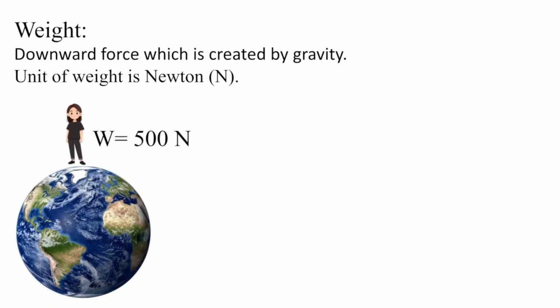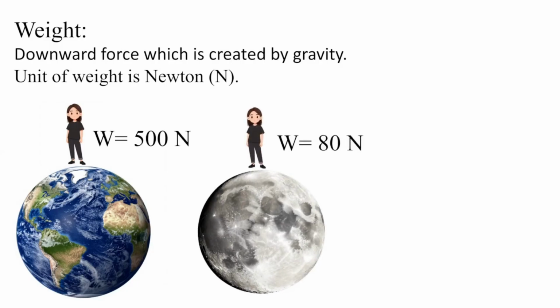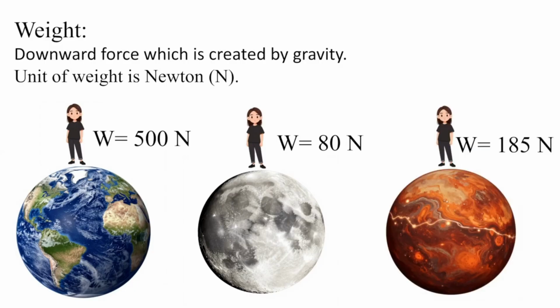So if we have a person on the earth and the weight of that person is equal to 500 Newton, if that person goes to the moon, the gravity is going to change, the gravity is going to decrease, so weight is going to change and it's going to decrease. And of course, if she travels to Mars, the weight is going to change. So we can realize whenever the gravity changes, the weight is going to change as well.